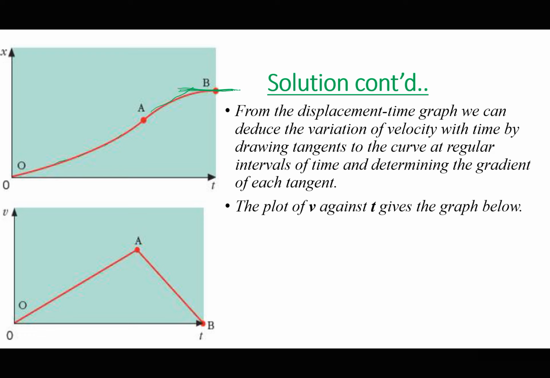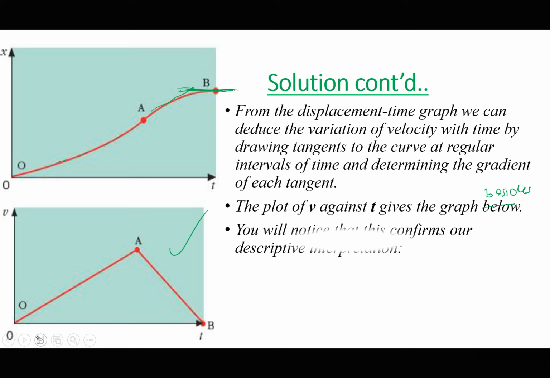So the plot of v against t gives the graph which I've shown beside. You notice that this confirms our descriptive interpretation that we mentioned earlier, that the velocity is increasing and then it is decreasing, accelerating and then decelerating. This is an acceleration and this is a deceleration.